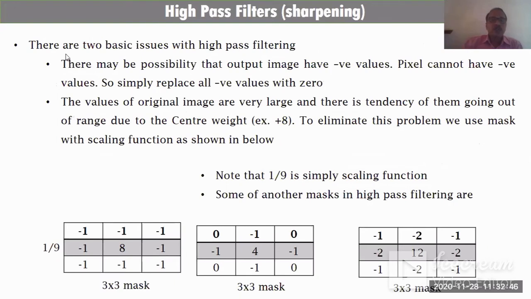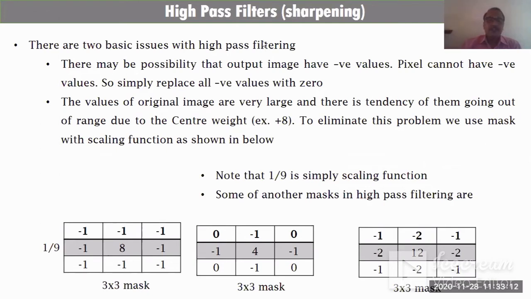Okay, so there are two basic issues with high pass filtering. When we use this high pass filter, there are two important issues related to it. So what are the issues? First, there is a possibility that the output image has a negative value, because some of these mask values are negative. Due to that, your value may be negative.